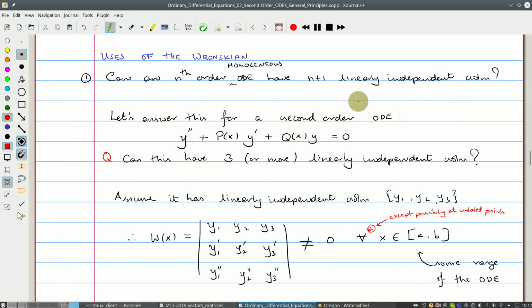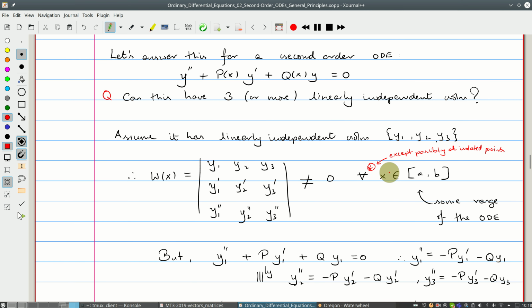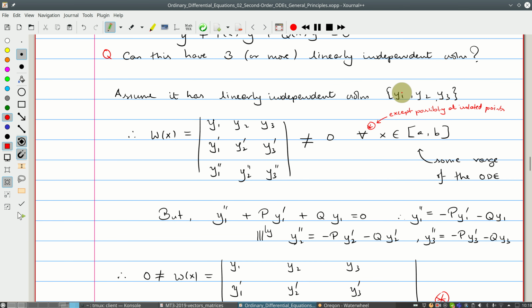We're going to answer this not generally. You'll find a general proof in the book by probably Arfken. I'm not sure where it is. But let's look at the proof for a second order ODE. We've got a second order ODE of this form: y double prime plus some function p of x times y prime plus some function q of x times y is equal to 0. The question is, can this have 3 or more linearly independent solutions? Let's assume it has 3, y1, y2 and y3.